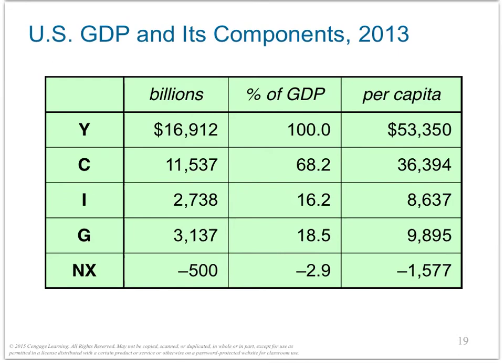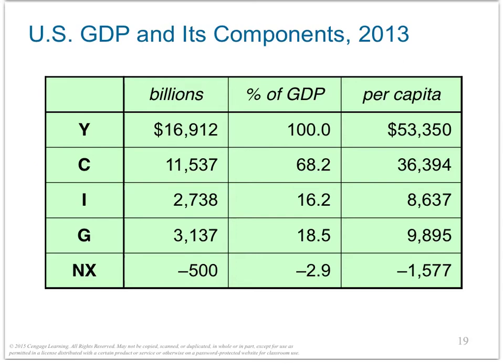And here you will see the US GDP and its components in 2013. In this year, the GDP of the United States was around 17 trillion. Dividing this number by the US population, you will get around $53,000 per person income. And consumption, as you see here, is almost 70% of total GDP, and the remaining is investment 16, government purchases around 19, and the net export is around 3% of the GDP.